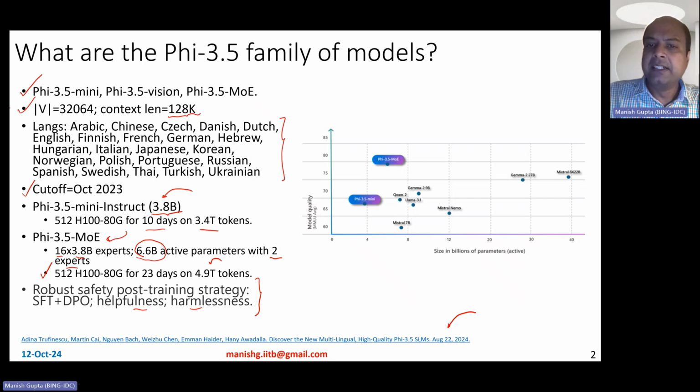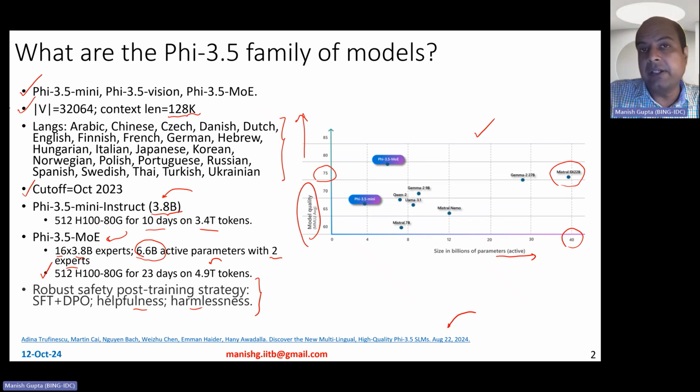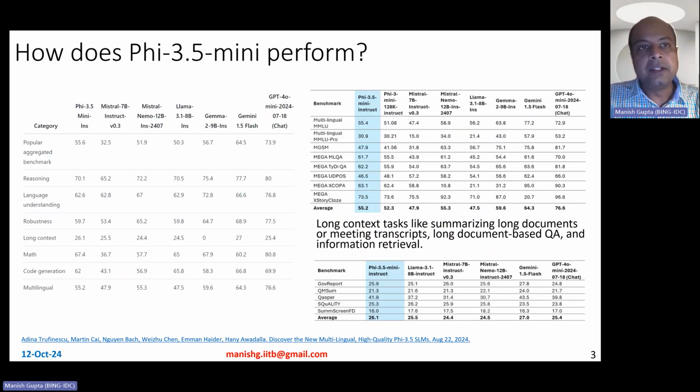Now, this chart is super interesting. It shows size in billions of parameters on the x-axis and model quality on the y-axis. If you have a large number of parameters, like Mixtral, 22 billion with 8 experts, 40 billion parameters, it gives you some quality, about 75, averaged over the MMLU and other benchmark datasets. However, the Phi 3.5 MOE with just 6.6 billion active parameters gives you better accuracy. In fact, 3.5 Mini is a 3.8 billion parameter model, and no other model in that range is as accurate as 3.5 Mini. So that's that.